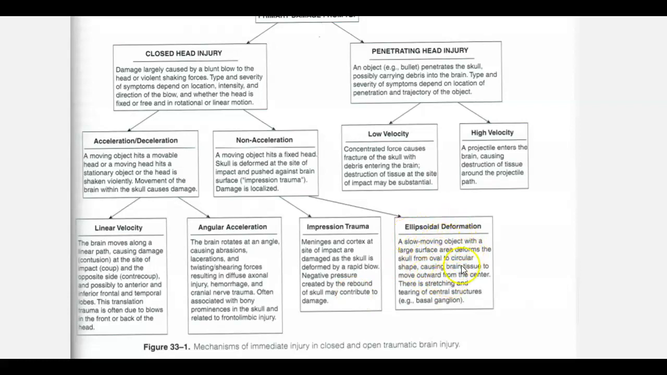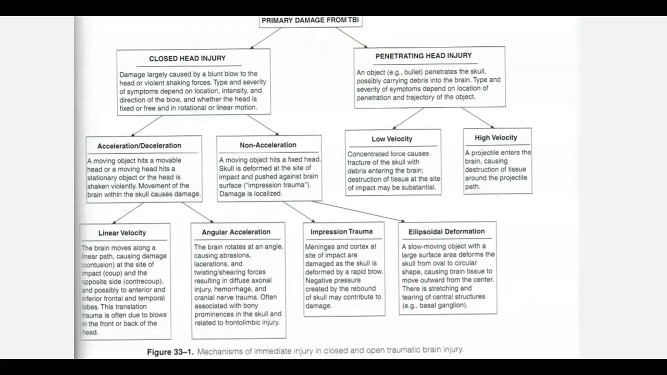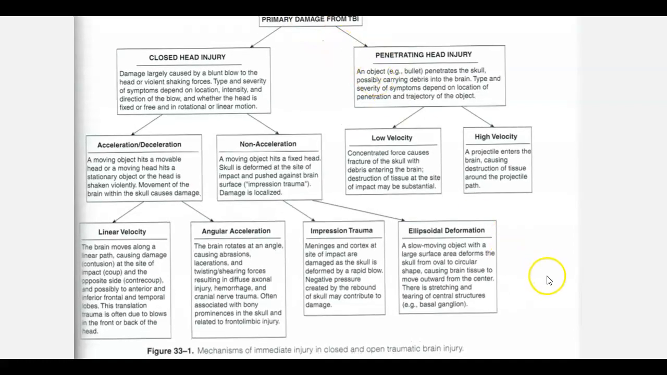Ipsiloidal is when the impact really deforms the skull so that instead of a circular shape, it becomes more oval because of the impact. So you get stretching and tearing because of that. Again, I want you to go back and take a look at this, but this gives you different examples of the type of primary damage that can occur.